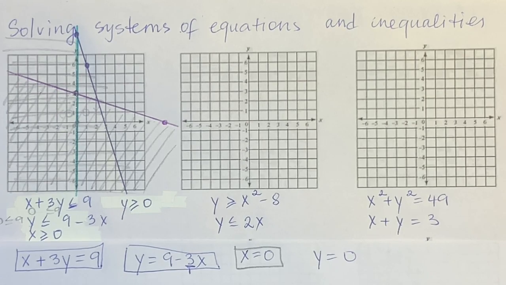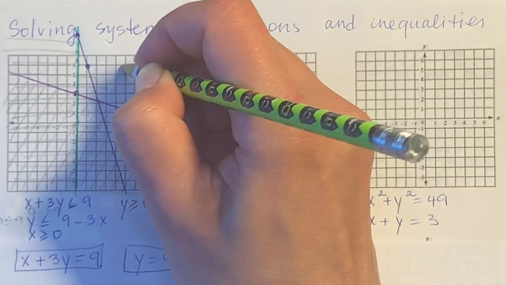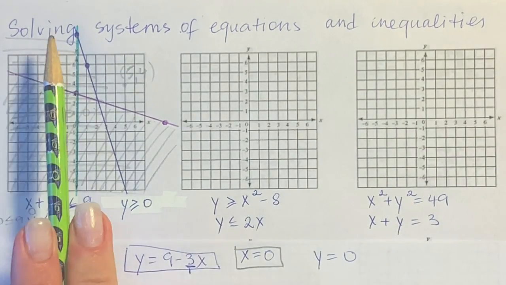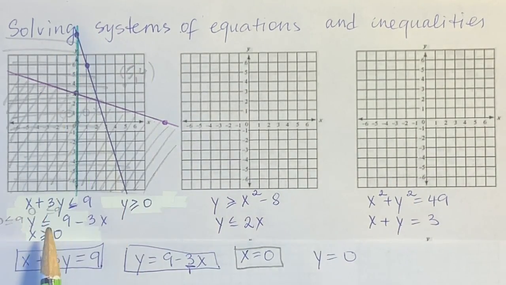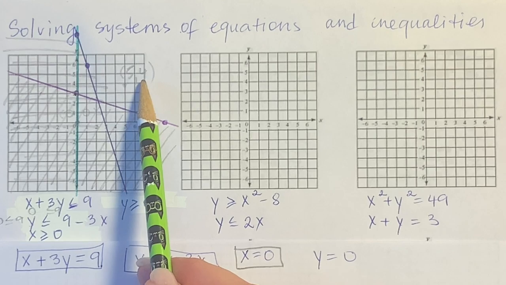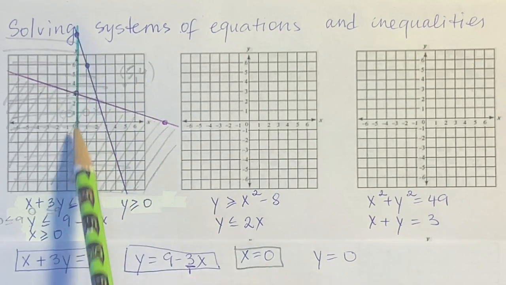I'm going to pick a point with coordinates, let's say 5, 4. This point is to the right of our green line, and that's the side of the line we will be checking. In this ordered pair, 5 is x and 4 is y. We will be replacing x with 5 and y with 4 in our original inequality for the green line.